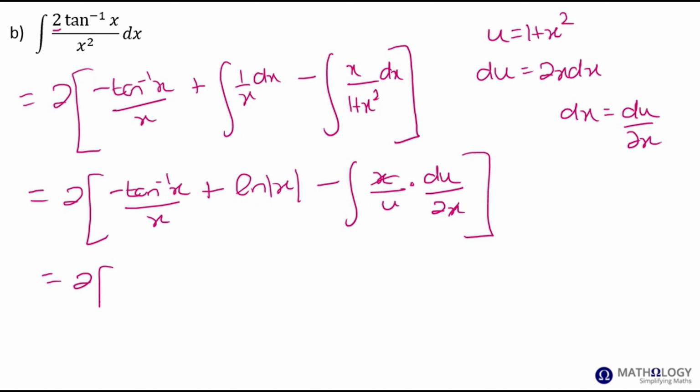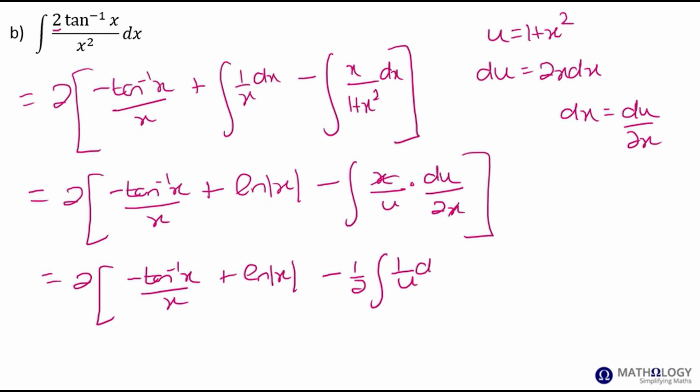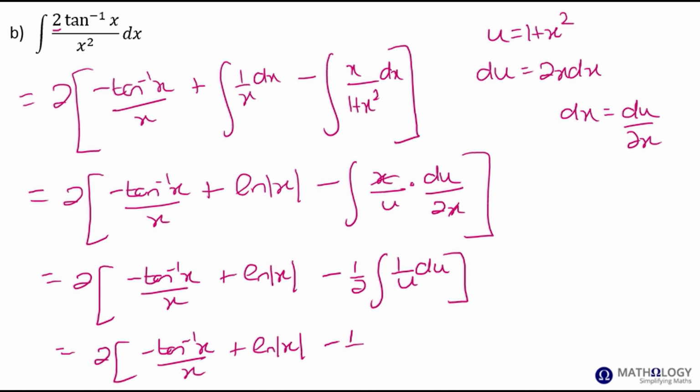So we have 2 times minus 10 to the minus 1x over x plus ln x minus, we're going to pull this half out of the integral sign, the integral of 1 over u du. That equals 2 times minus 10 to the minus 1x over x plus ln x minus a half. The integral of 1 over u du is just ln u. And we're going to add the integration constant as well.